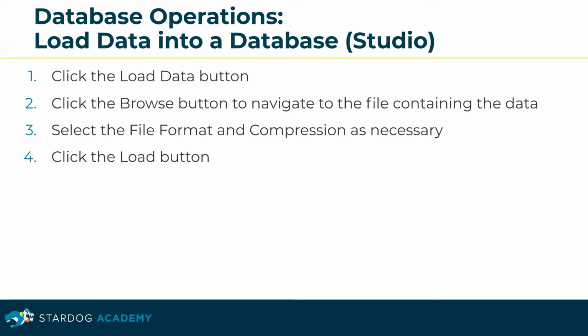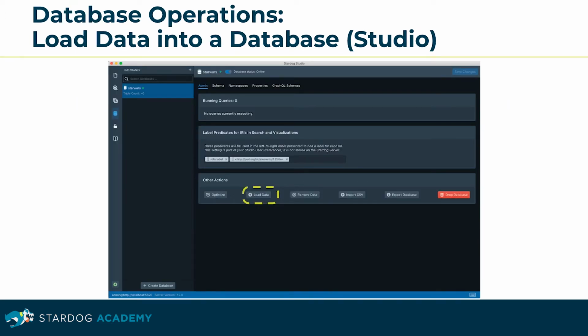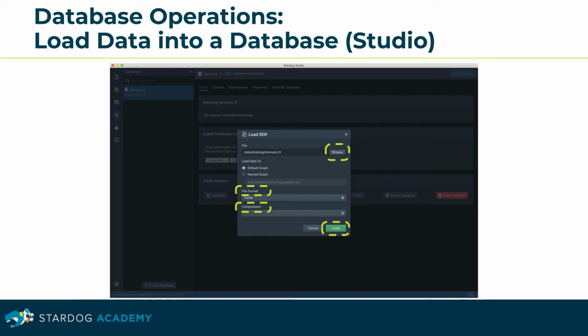The next database operation we will discuss is loading data into a database. Using Studio, first click the Load Data button. In the window that appears, click the Browse button to navigate to the file containing the data. Select the file format and compression as necessary, then click the green Load button. The data in the file will be loaded into the database.